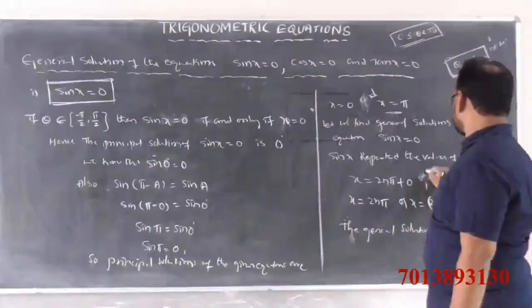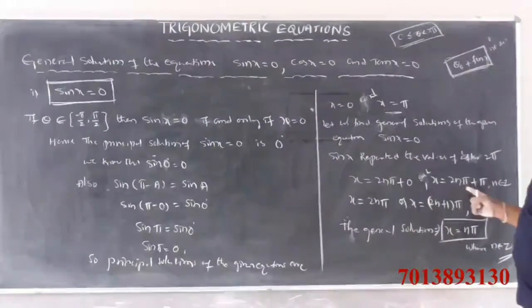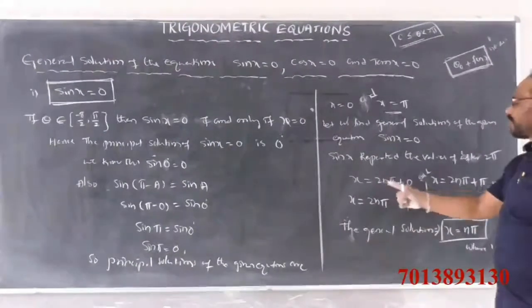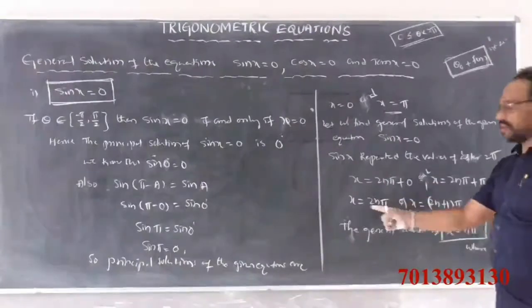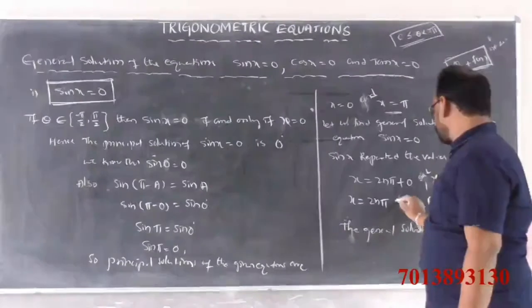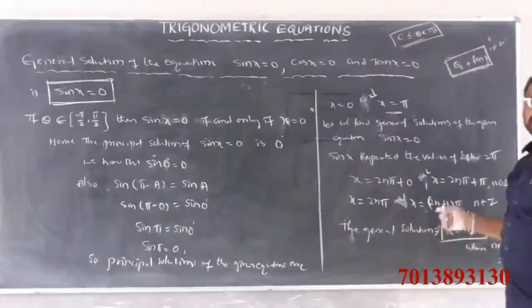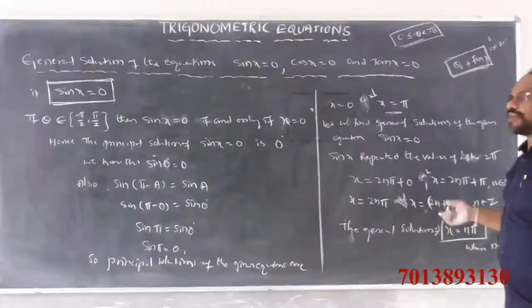And the second equation is there. That is, x is equal to pi means we get 2n pi plus 0, which is nothing but 2n pi only. X is equal to 2n pi, and x is equal to, if you take pi as common, (2n plus 1) pi. X is equal to (2n plus 1) pi.